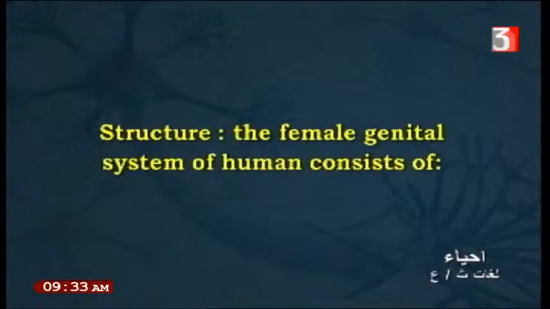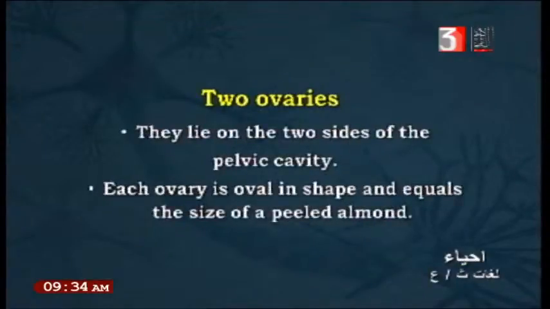What is the structure of the female genital system of the human? It consists of, first, two ovaries. What are the two ovaries? They lie on the two sides of the pelvic cavity. Each ovary is oval in shape, like a peeled almond. A peeled almond means about the size of one from your neck.